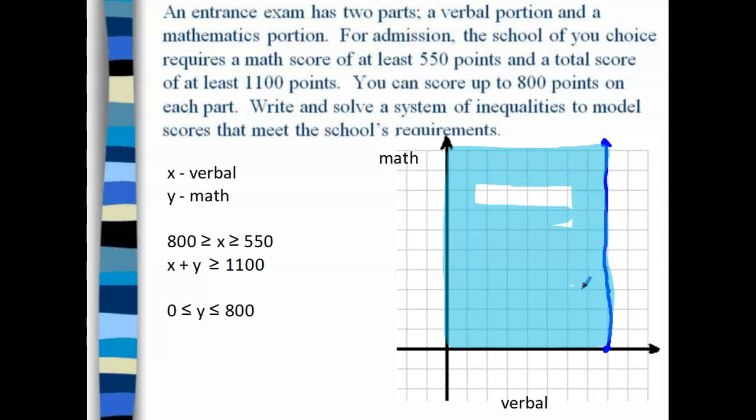And then we're going to plot our math lines. So we know that math has to be greater than or equal to 550, but has a maximum of 800. So now we're minimized or locked into this yellow rectangle for where her scores can be.